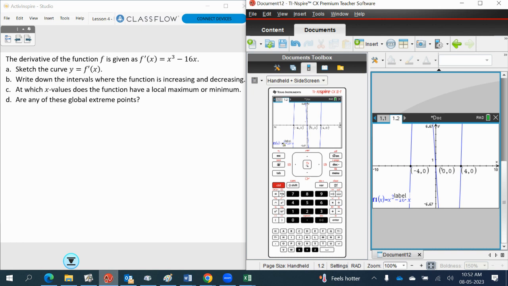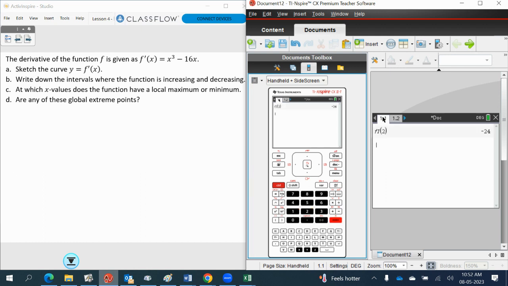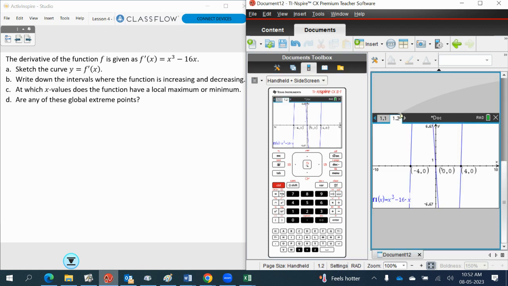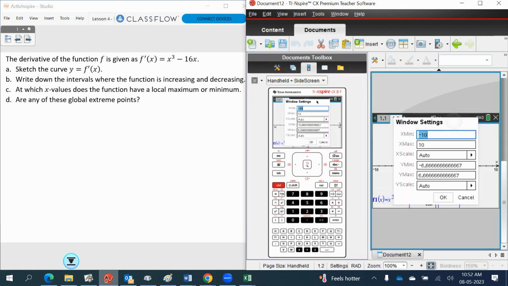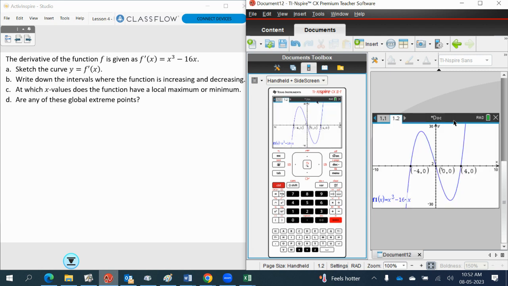Halfway between those sets of roots is the value 2. I'm just going to pop over here, pull up the function, and find out what the value is when x equals 2, and do the same for when x is equal to minus 2. I see it's going to go up to about 24 and down to about minus 24. So in the window settings, I can adjust my window to exceed those values slightly. I'll choose minus 30 and 30. If this isn't enough I'll re-sketch, but that looks good.